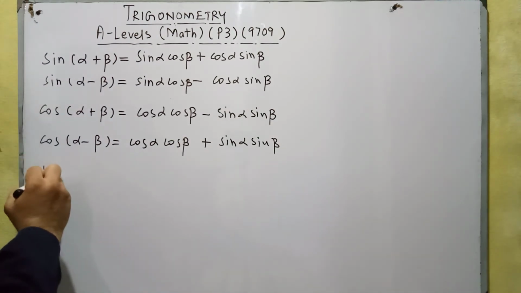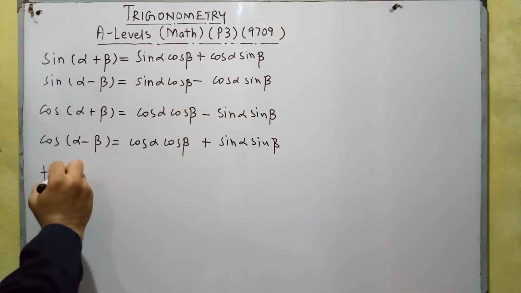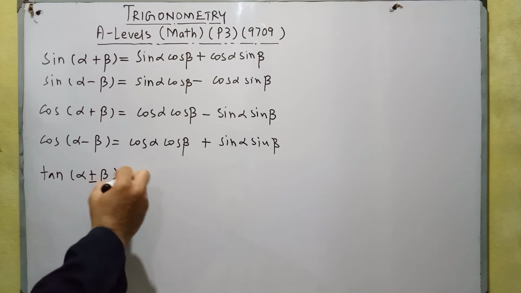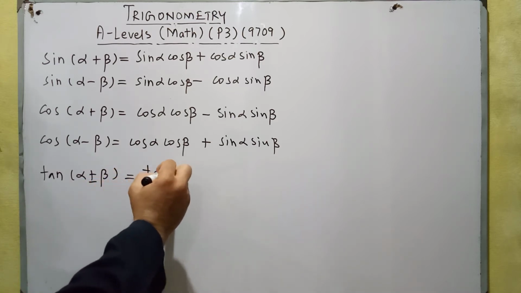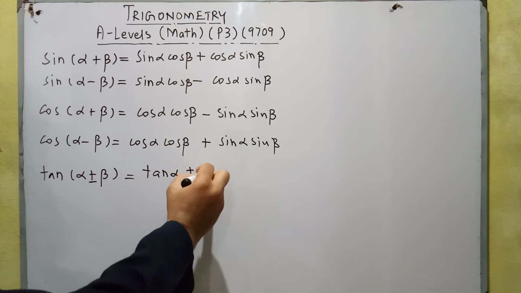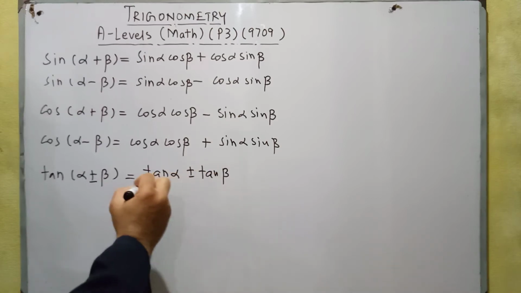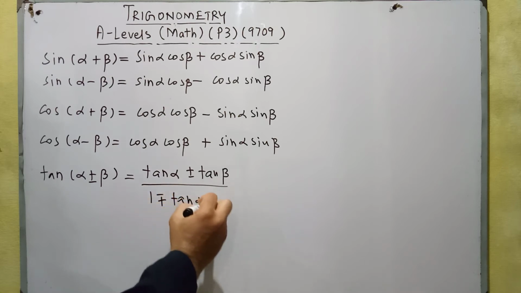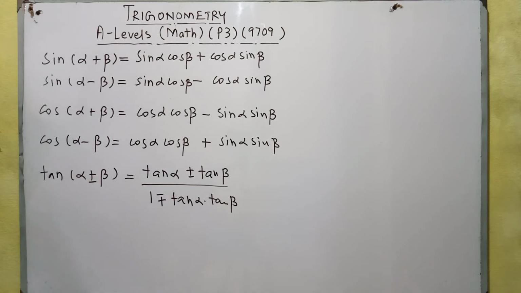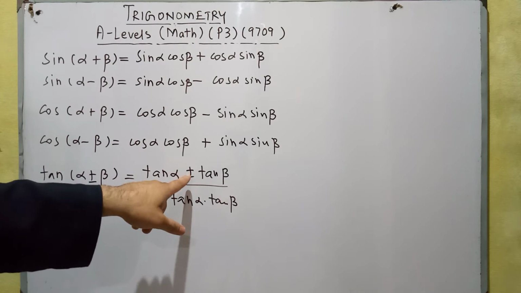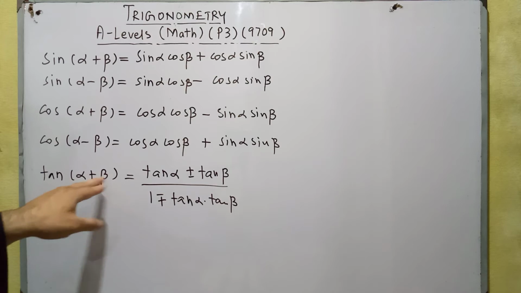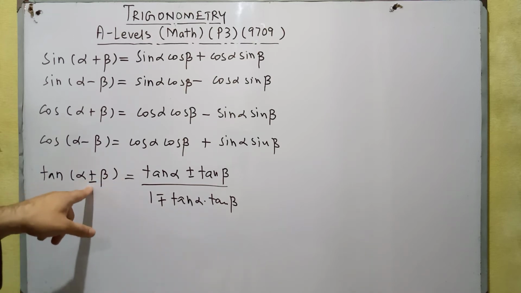Now similarly we can have tangent function of sum or difference of two angles, that will be equal to tangent alpha plus minus tangent beta divided by 1 minus plus tangent alpha into tangent beta. If we have plus sign here, we will also have plus sign here, but if we have plus sign here, we will have negative sign here. These two signs will be opposite. If we have plus here, here we will have minus, and if we have minus here, we will have plus here.